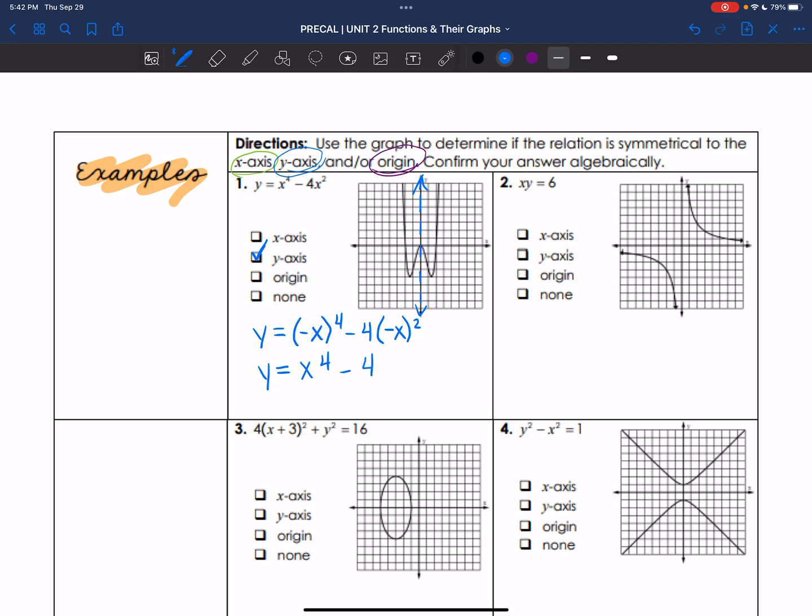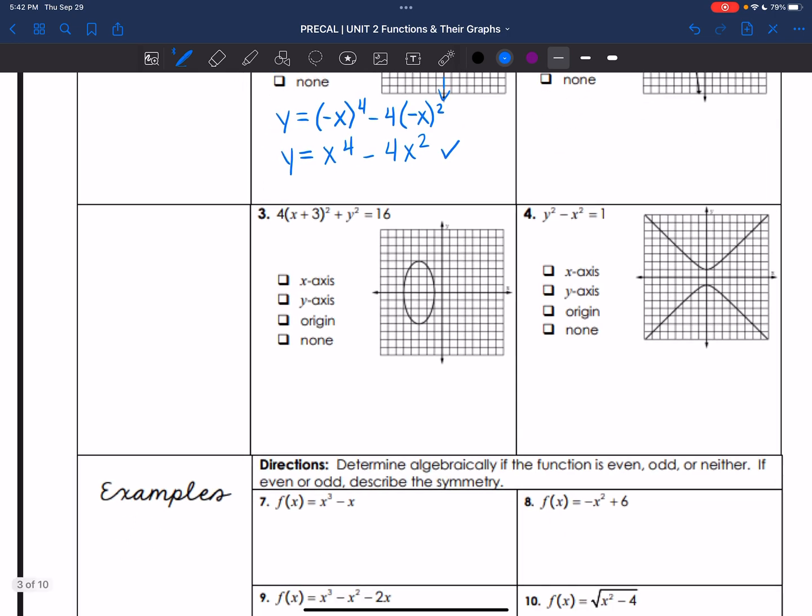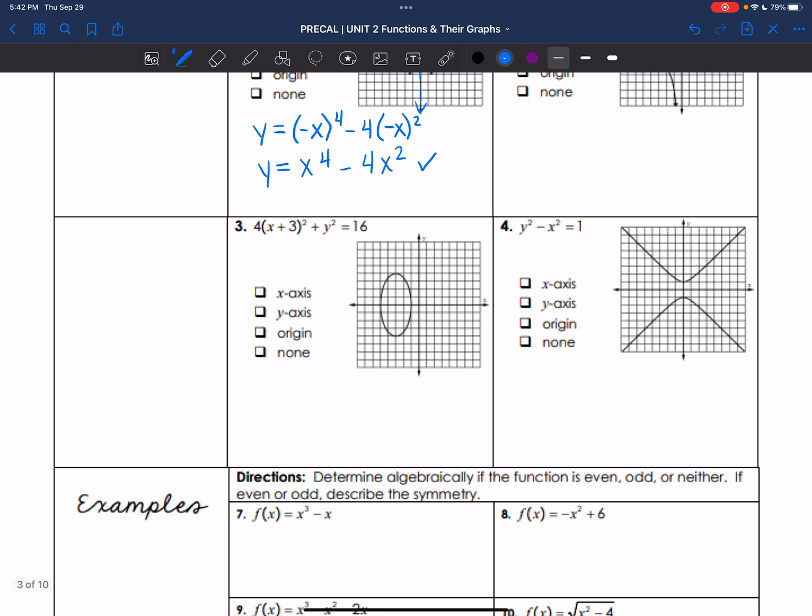And what happens when we take a negative and square it? When a negative is raised to the power of 2, it's still just positive. So there you have it. It is the same equation as above. What about this next one, example number 3? What kind of symmetry do we seem to have here by observing the graph of this little oval shape, this little elliptical looking thing? What kind of symmetry does that seem to have?